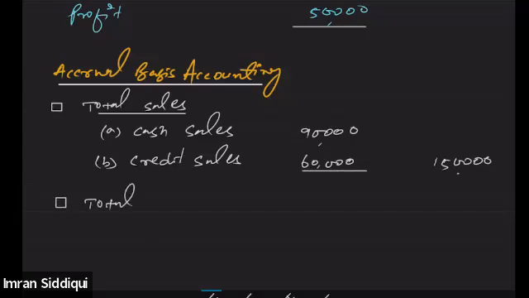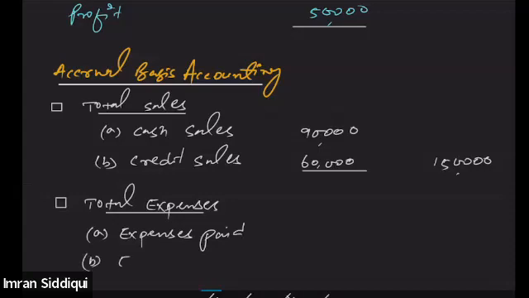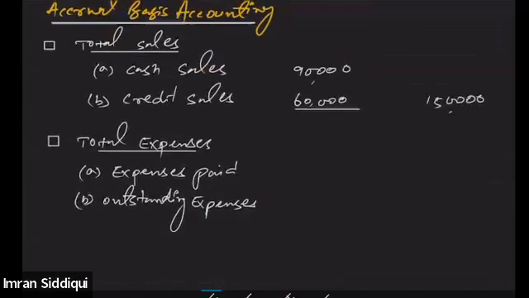And similarly, we will take the value of the total expenses. Expenses which have been paid, plus expenses which are outstanding, will also be taken into consideration to determine the profit. So outstanding expense. This was 40,000 paid and the remaining outstanding is 30,000. So total expenses amount to 70,000.